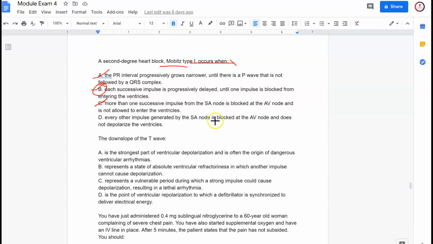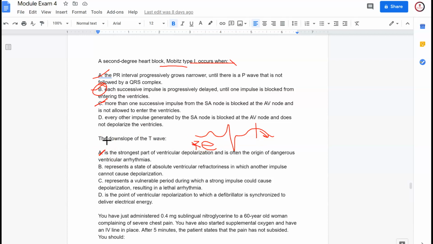The downslope of the T wave, so let's just draw a little guy again. QRS, T wave. So we're talking about from here down. This part is the strongest part of ventricular depolarization. No, because this is repolarization. You're having a tiny problem here. So no.